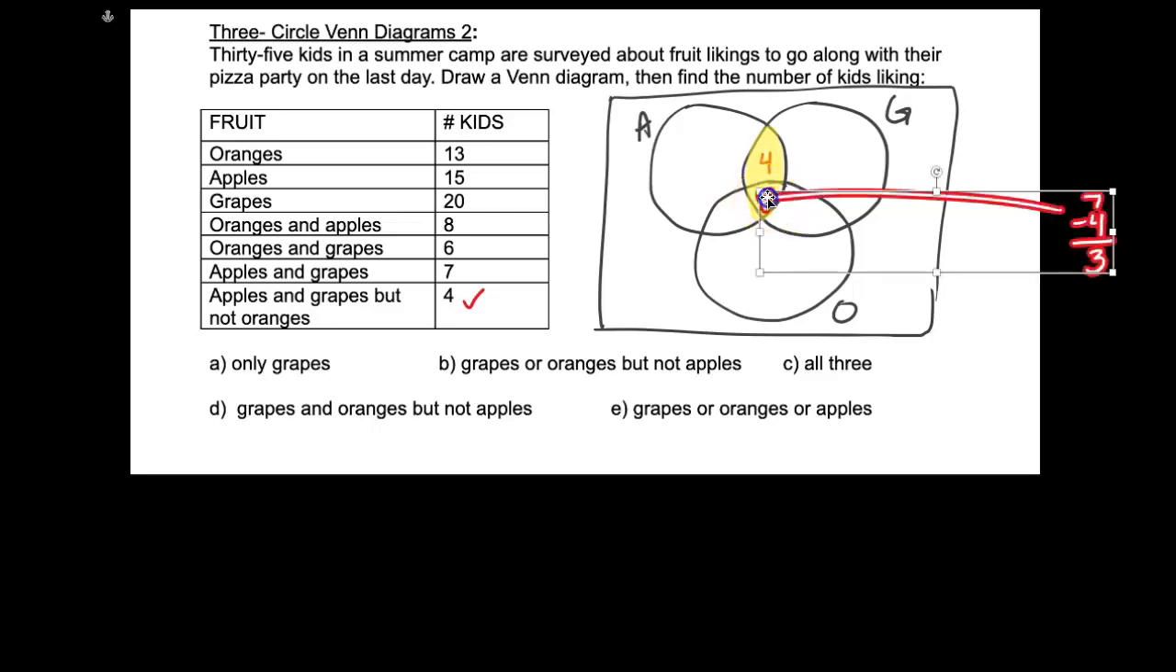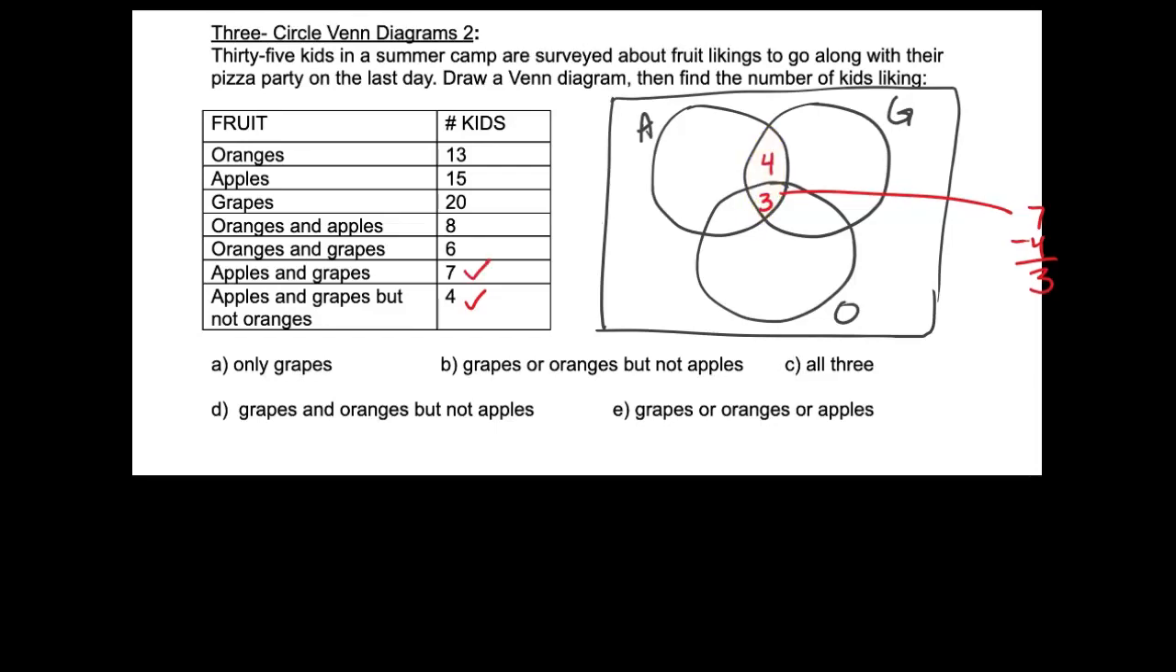I'm just going to erase that. The arrow is kind of big here. We'll just do 7 minus 4 is 3, so we'll put a 3 right there. Now let's look at oranges and grapes. Oranges and grapes overlap right here, and we already have a 3 in that region, and we're supposed to have a 6 altogether. So all I'm going to do is 6 minus 3 equals 3. And that way, if you look now, I've got a 3 here and a 3 here. So altogether in the oranges and grapes region, I have 6 altogether.